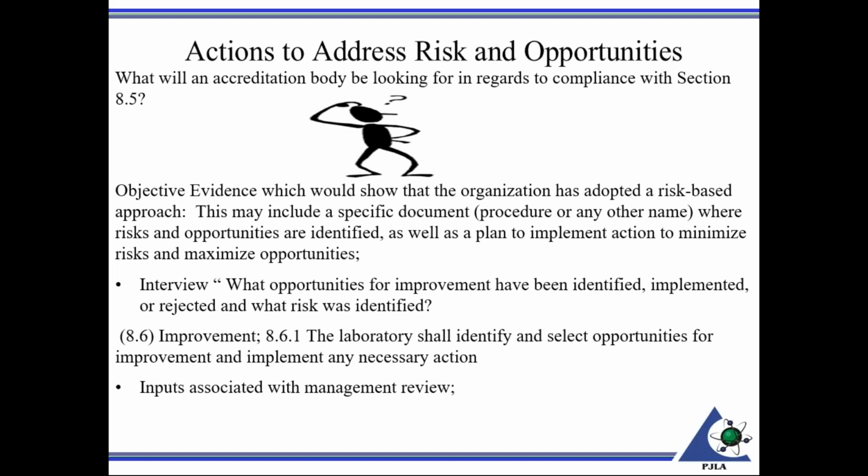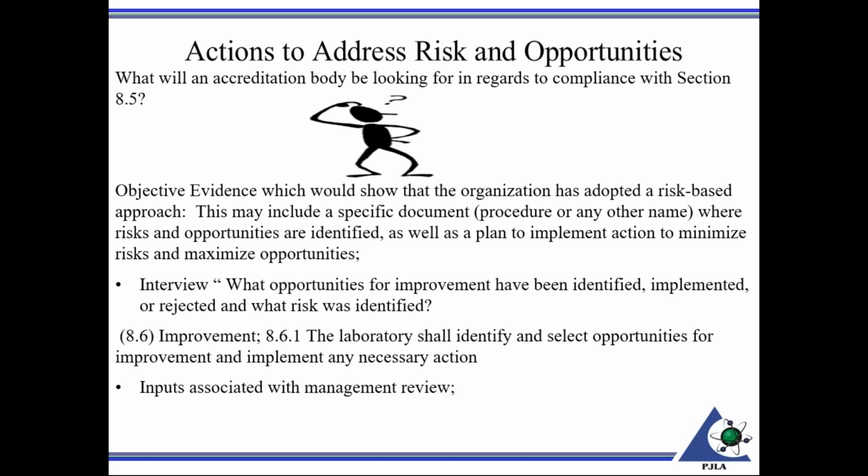So you're maybe asking yourself, hey, I'm having an assessment next week. What would the accreditation body be looking for in regards to compliance with this section? Objective evidence which would show that the organization has adopted a risk-based approach. This may include a specific document, perhaps a procedure or other name, where risk and opportunities are identified, as well as a plan to implement actions to minimize risk and maximize opportunities.